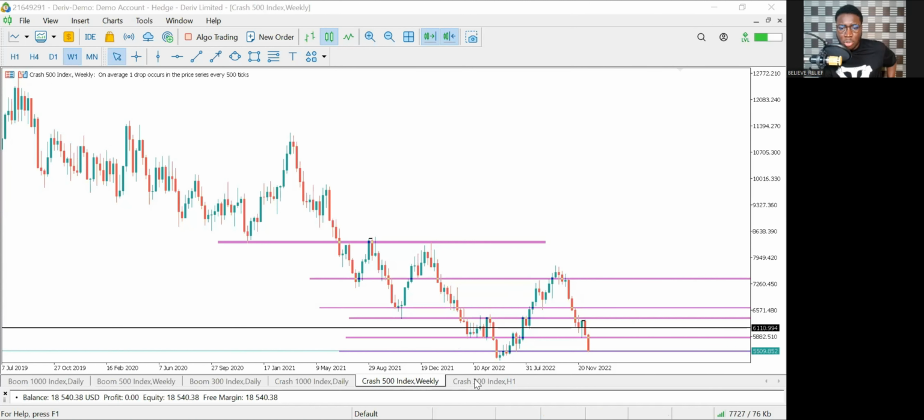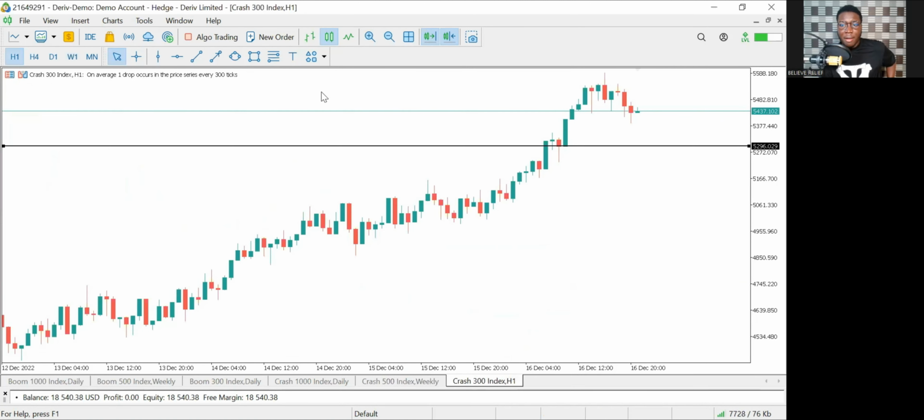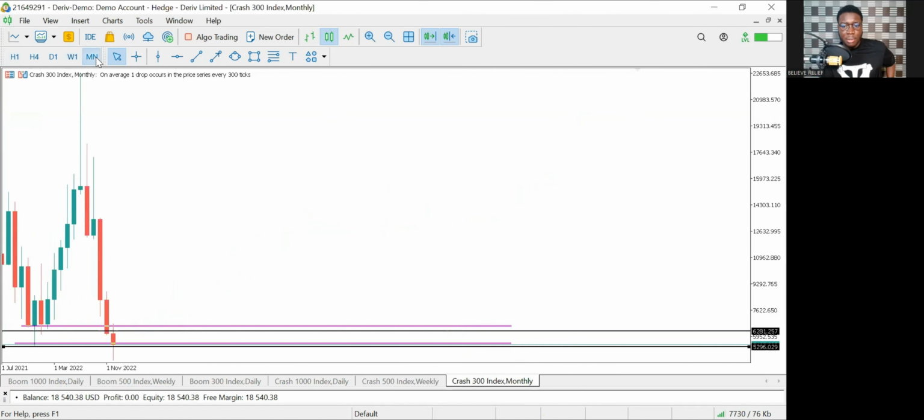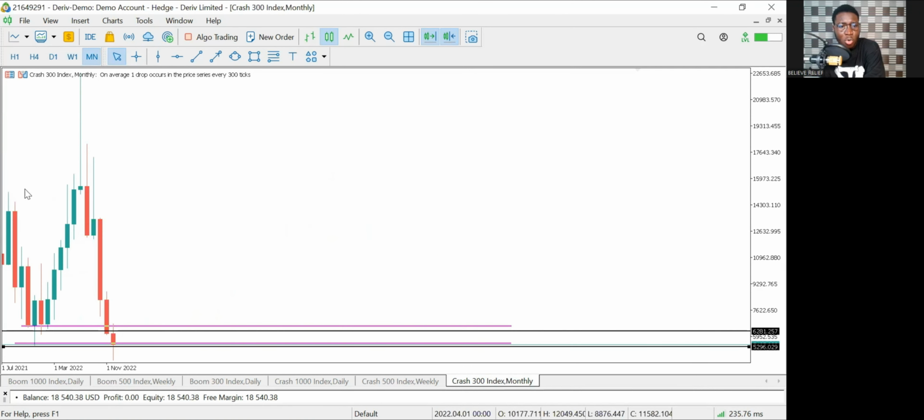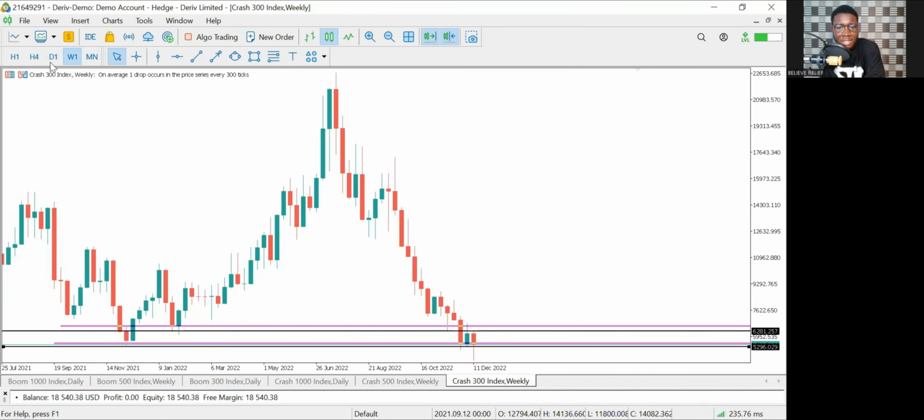So moving on to the next, which is Crash 300. This market is also on the downside. So whatever you do, you get a sell entry. Whatever you do, you'll be on sell, because if you notice, the trend is lower. Here is like a double top, and this is the neckline. But right now, currently where this market is, we're seeing momentum of sell.